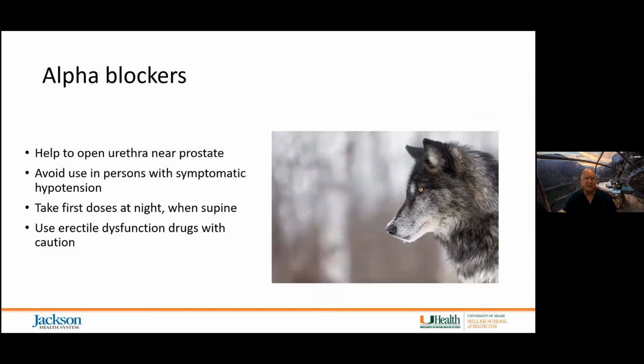So the alpha blockers are going to help open the urethra near the prostate. You don't want to use these in folks who have symptomatic hypotension. Why? Because it'll cause them to pass out. So typically when we initiate an alpha blocker, we're going to be using it at night while the person is already lying down. Recognize that those folks who are using alpha blockers are also going to have to be careful using the erectile dysfunction drugs. That's a separate lecture coming up in a couple of weeks.